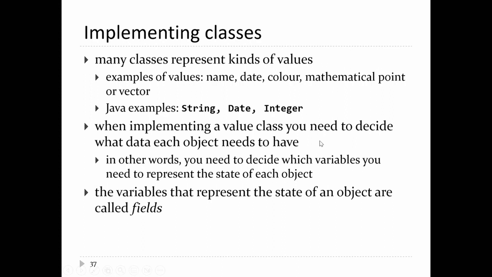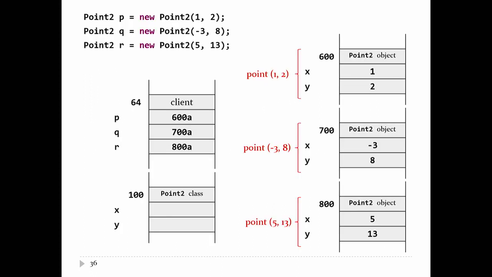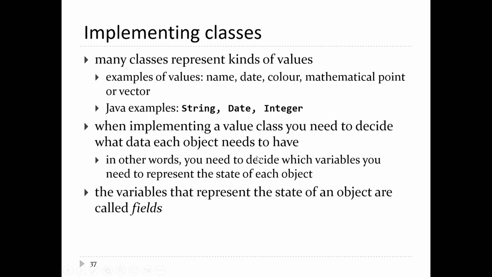Okay, so when you implement a class, you have to decide what information every object needs. For two-dimensional points, it's pretty obvious what every point needs. It needs an x and a y coordinate. So that's not too hard. But when you go to implement more complicated classes, there are more decisions that you have to make to decide how you are going to represent the information that every object needs. So we need to decide what fields our class should have.